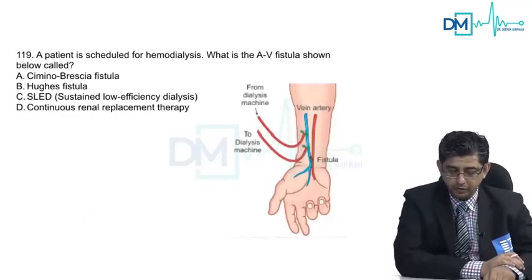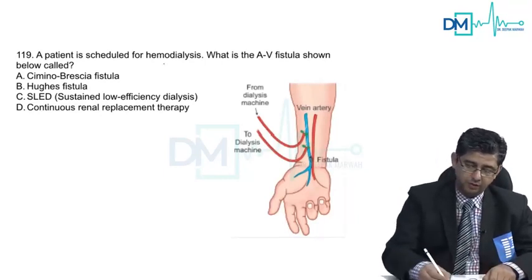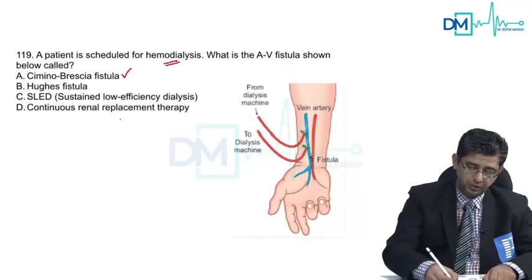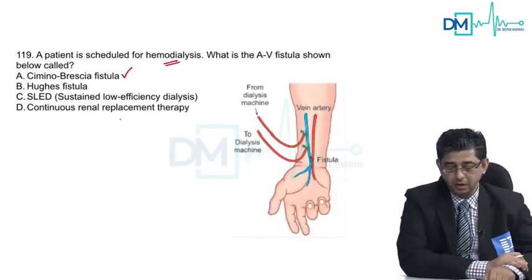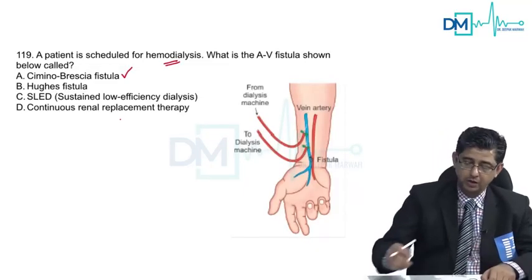A patient is scheduled for hemodialysis. What is the AV fistula shown below called? This fistula for hemodialysis is known as Cimino-Brescia fistula. This is named after the Italian doctors who first created this fistula. This would connect the artery to the vein and you hook this up to the hemodialysis machine.